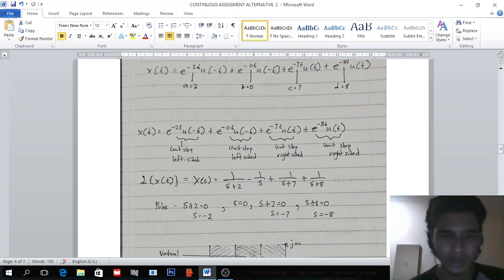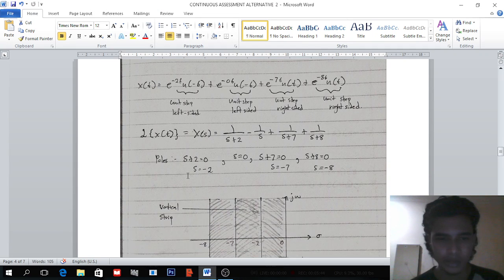So we need to change into a Laplace transform. It would be X(s) = 1 over s+2, minus 1 over s, plus 1 over s+7, plus 1 over s+8. As for the poles, s plus 2 equals negative 2. Here s equals 0, and next is s plus 7, it would be negative 7. So s plus 8, it would be s equals negative 8.